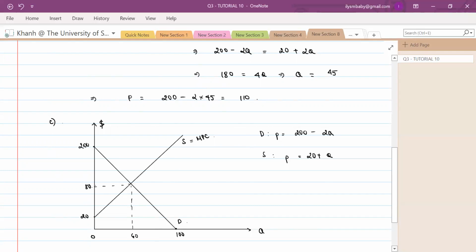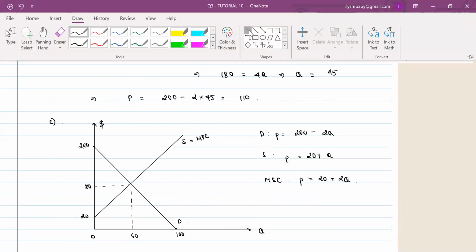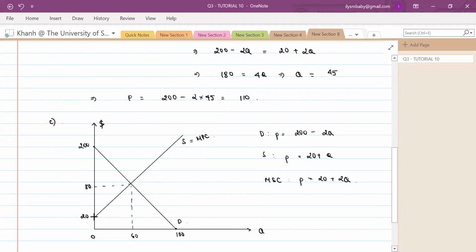Okay, now the next thing I want to do is to draw the socially optimal supply curve, which is the marginal social cost curve. So P equal to 20 plus 2Q. Again, the vertical intercept is 20 and the slope is 2. So basically it's going to be a steeper line than the marginal private cost curve. It's going to be something like this, and this is the marginal social cost curve.